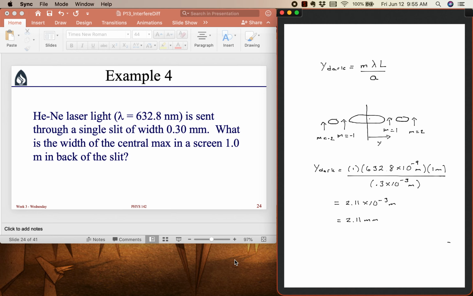So we actually need to take this value and double it, because we want the distance between the dark spots on either side of the central bright region, because that will give us the total width of that central bright region. So we'll want to double this value that we found, which is half of the width of that central bright region. If we double that, we get a value of 4.22 millimeters, and that's the value that we want. That is the width of the central bright region.